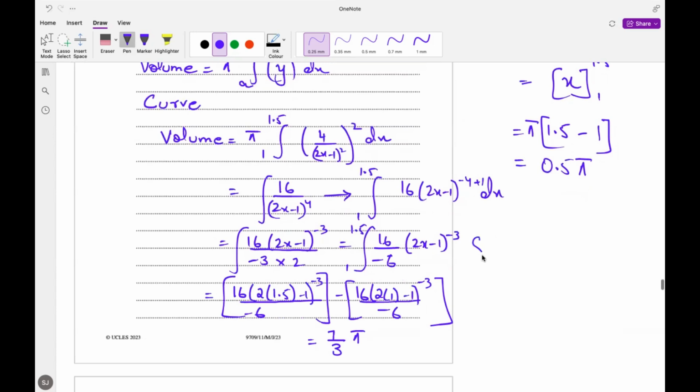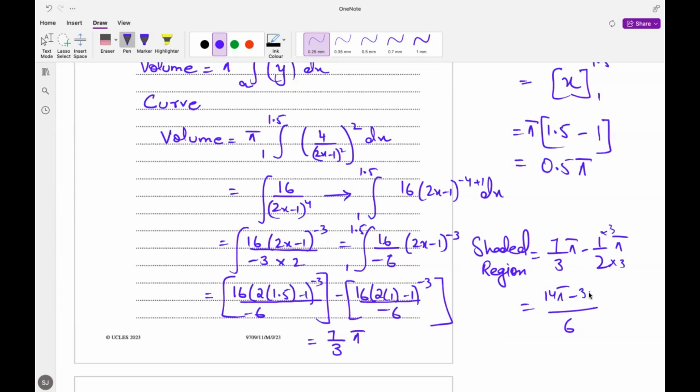Now to find the volume of the shaded region, we will subtract the volume under the line from the volume under the curve, which was 7 upon 3 pi minus 0.5 pi or 1 upon 2 pi. Simplifying this, we'll get it over 6. So 7 times 2 will be 14 pi minus 3 pi. So the final answer will be 11 pi upon 6 for the volume of the shaded region.